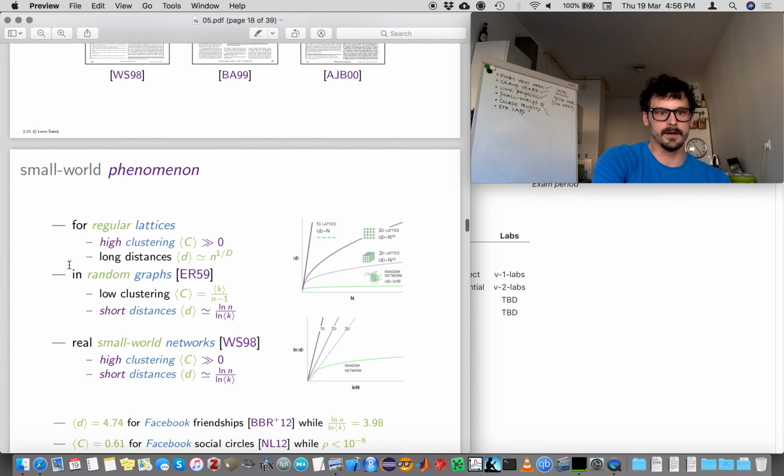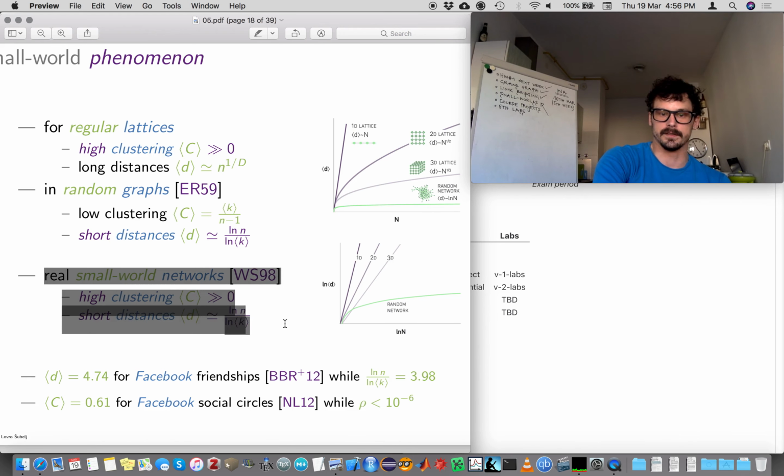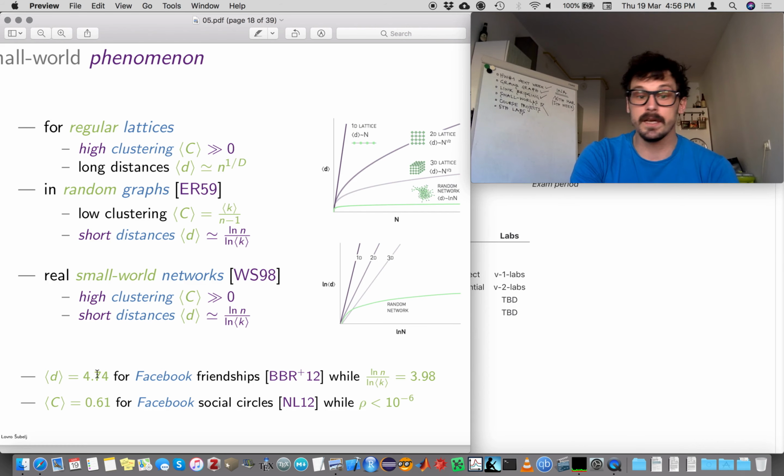So, to talk about random graphs, we have shown that they have low clustering, so they do not reproduce this property of real networks. However, we do get short distances. And real small world networks have high clustering and also short distances between the nodes, as written down on the slide. As an example, remember that in the case of Facebook from the year 2012, the average distance between the nodes was 4.7, and the corresponding estimate for a random graph will also be around 4, so we also get short paths in random graphs.